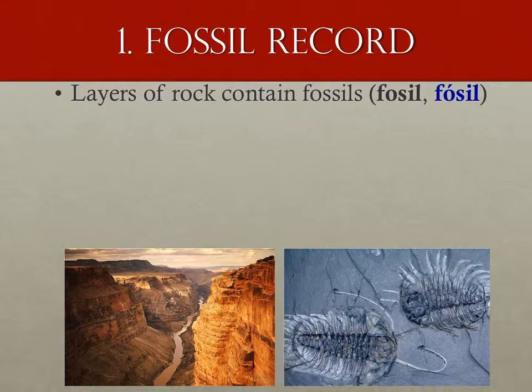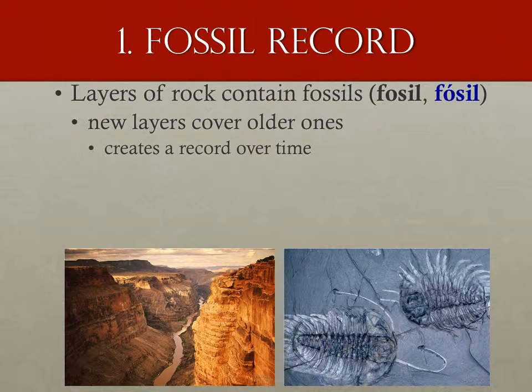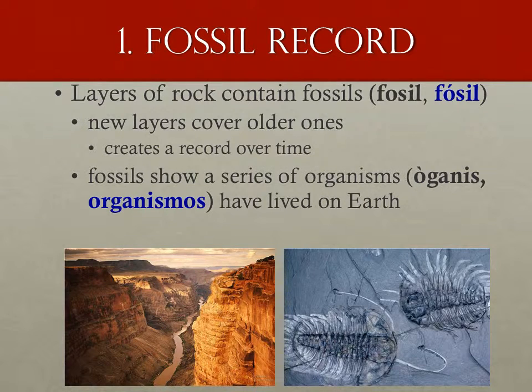Fossils are contained or held within layers of rock throughout the earth. The new layers of rock sit on top of the old layers of rock. Over time, this shows us how old the fossils are. Fossils show different types of creatures, organisms, things like plants and animals that have lived on the earth for a very, very long period of time.